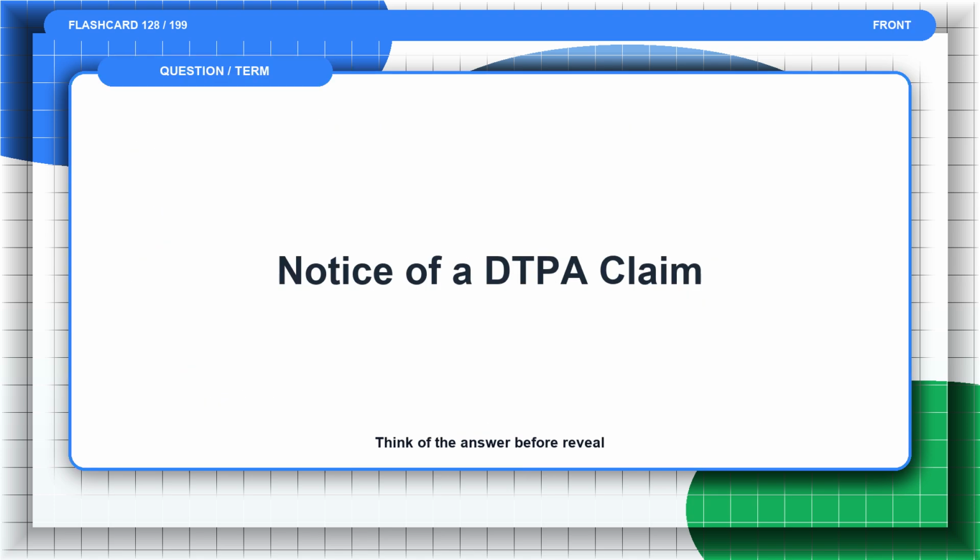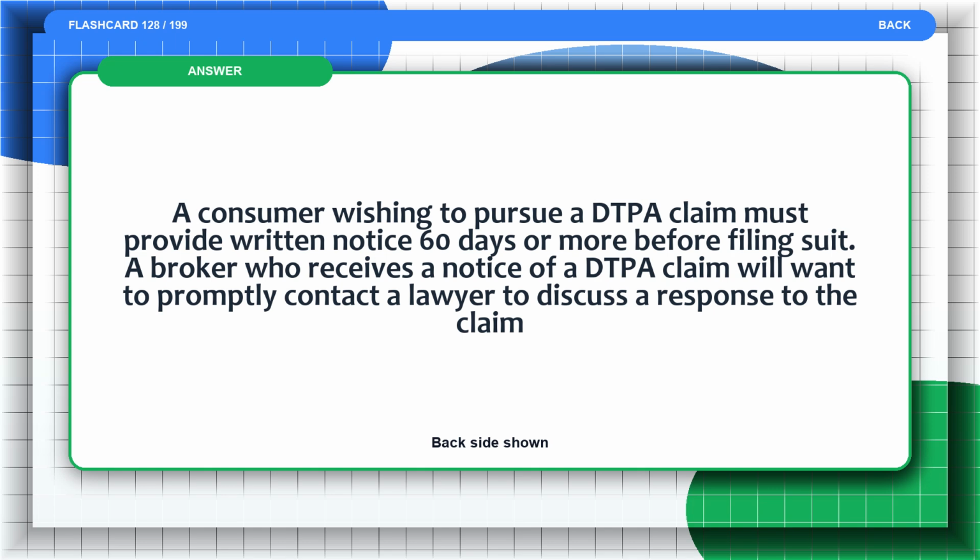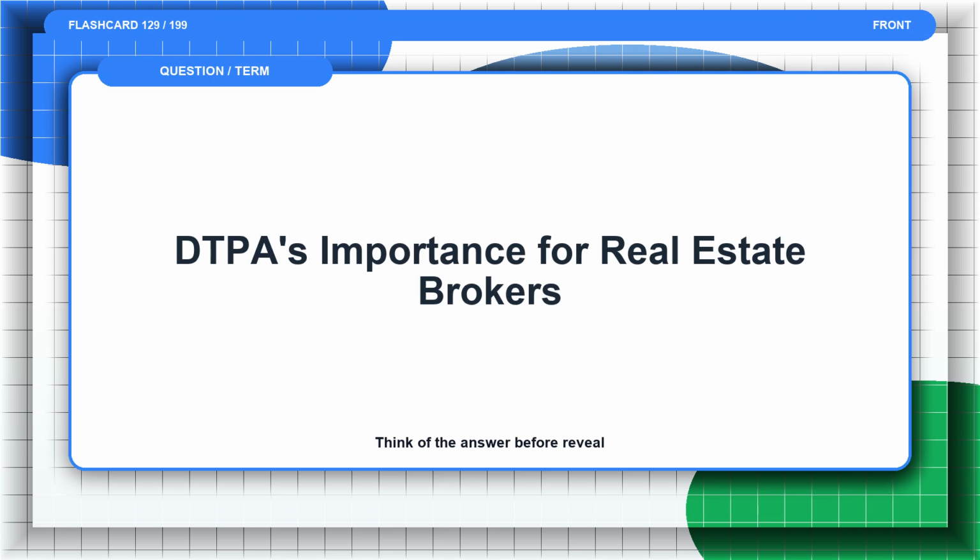Flashcard 128. Notice of a DTPA claim. Pause and think of the answer before the reveal. The answer is a consumer wishing to pursue a DTPA claim must provide written notice 60 days or more before filing suit. A broker who receives a notice of a DTPA claim will want to promptly contact a lawyer to discuss a response to the claim. Flashcard 129. DTPA importance for real estate brokers. Pause and think of the answer before the reveal.